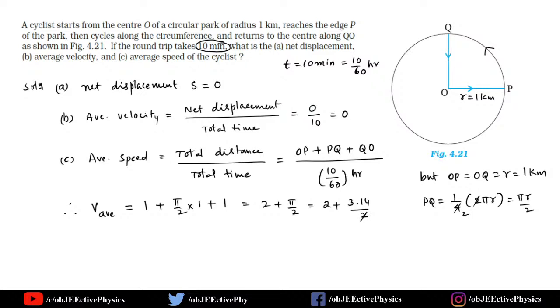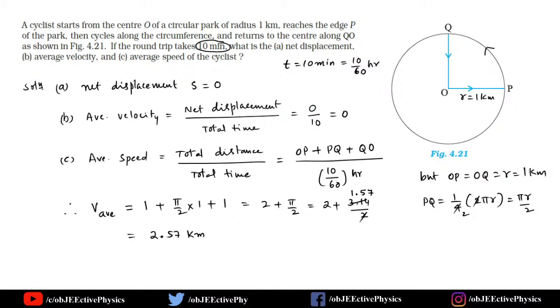So here 2 ones are 2, 2 ones are 2, 1 remaining. So that is 2 5s are 10, 2 7s are 14. So 1.57 plus 2, that is equal to 2.57 kilometers.